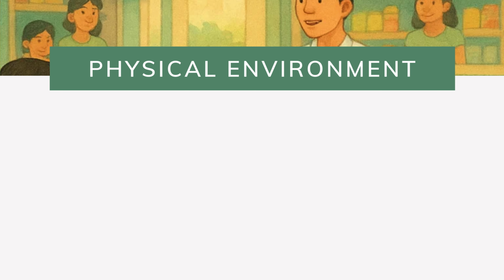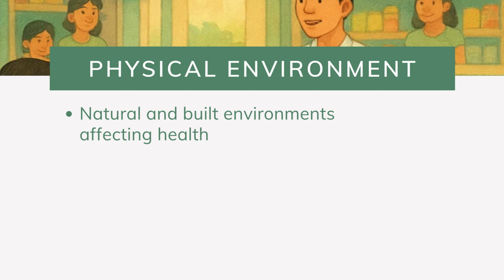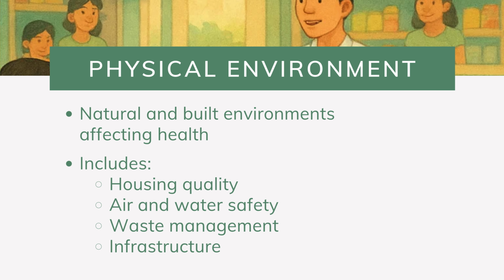Physical environment, on the other hand, includes both natural and man-made environment or surroundings. Within this determinant is housing quality. Poor ventilation, leaking roofs, and overcrowding can lead to respiratory infections or the spread of communicable diseases like tuberculosis.